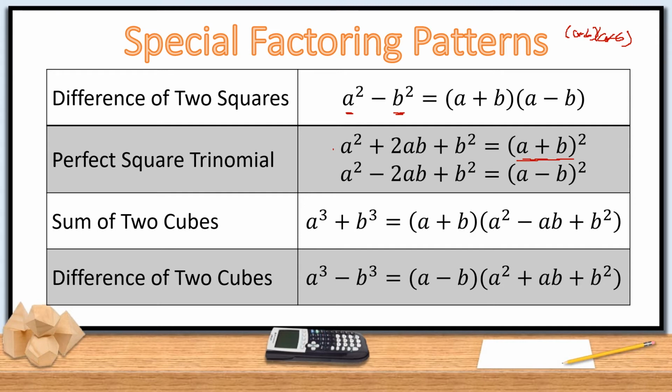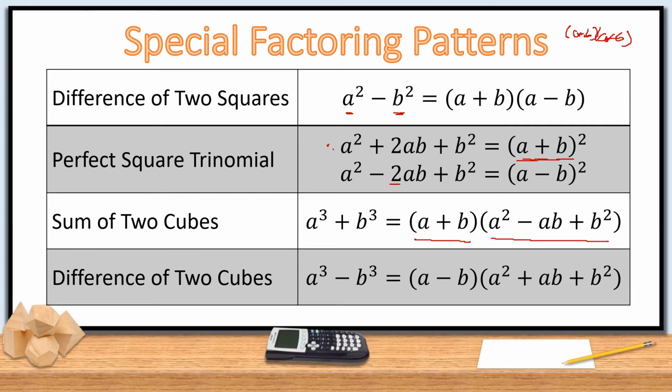Sum of two cubes. This is something that's a little bit new to us. So if you have two numbers that can be written as something cubed and they're added together, the factored form, so you can break it into factors, you would have (a + b), and then you'd have (a squared - ab + b squared). So notice it's not the exact same as a perfect square trinomial. It's minus ab instead of minus 2ab. So you can't simplify that further. That's irreducible at that point.